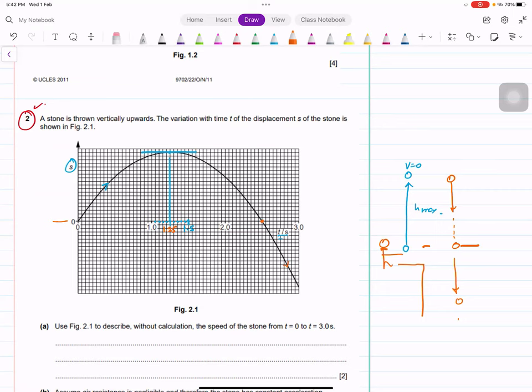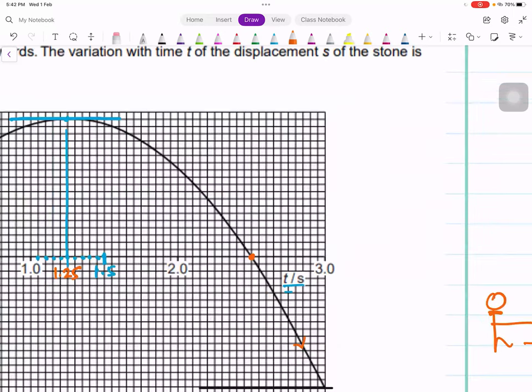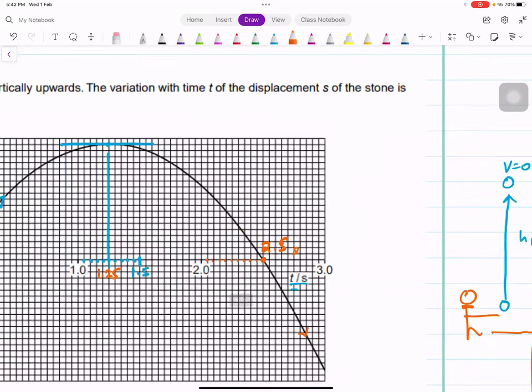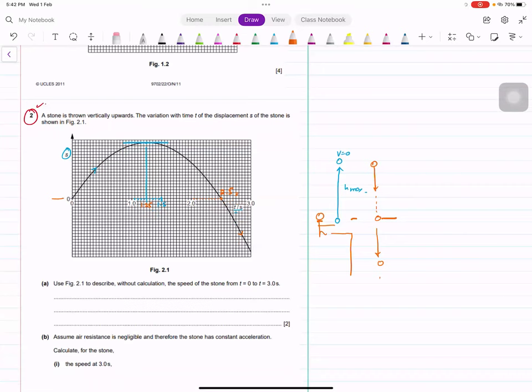And this happens from 1, 2, 3, 4, 5, 6, 7, 8, 9, 10. So it has to be 2.5 seconds. Do you guys understand this? So I just drew a diagram to help me understand what's happening here.